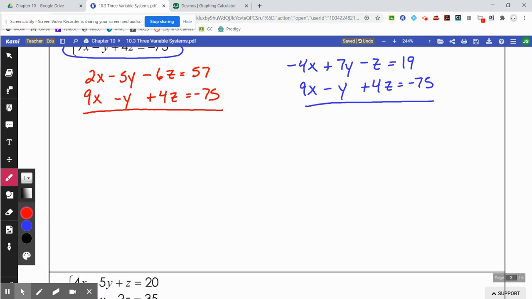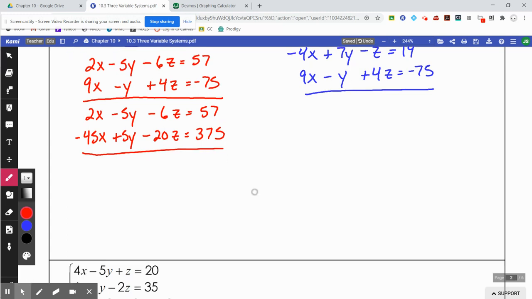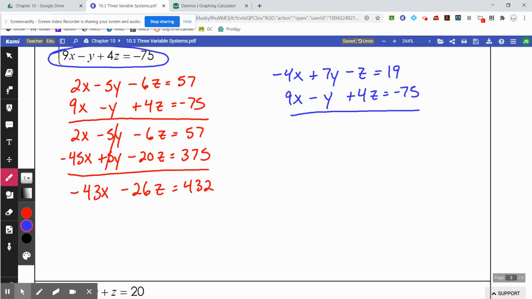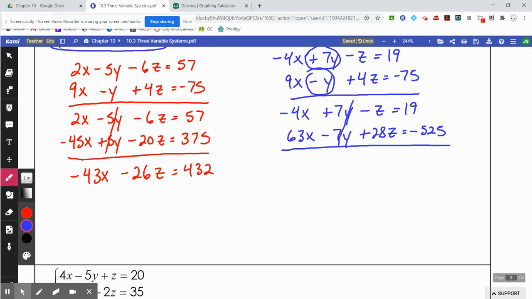So the first equation stays the same. But my second equation, I multiply by negative 5, and I get this. So now when I add these two equations together, again, you can see my y's cancel, and here's what I'm left with. Now let's do the same thing for my second set of equations. Again, eliminate the same variable, so I'm going to eliminate my y's. So my first equation is going to stay the same. However, to get my y's to cancel, since I have a positive 7 here, then I need a negative 7 here, so I'm going to multiply everything in my second equation by 7. And now when I add these two together, my y's do cancel, and here's what you're left with.